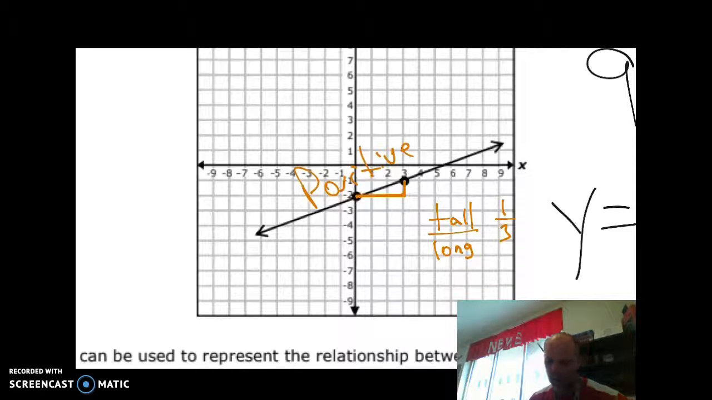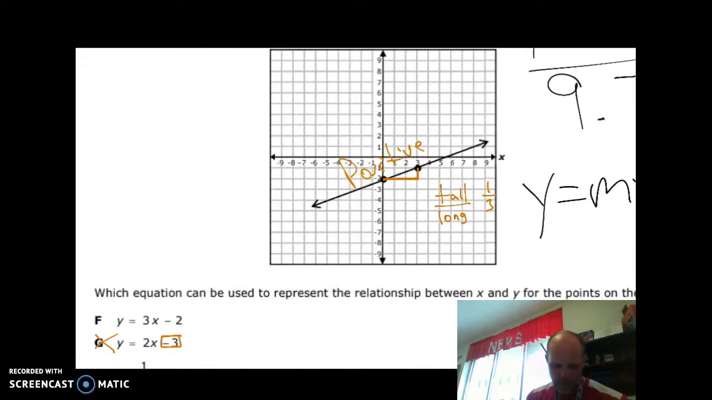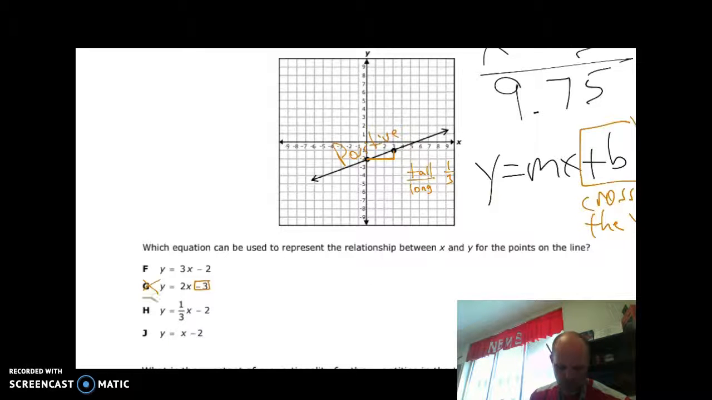You don't even have to write positive. It's not even asking that. But so it's 1/3. Our slope right there. Y equals 1/3 x is the slope. And then it intercepts the y at -2. Cool? Okay.